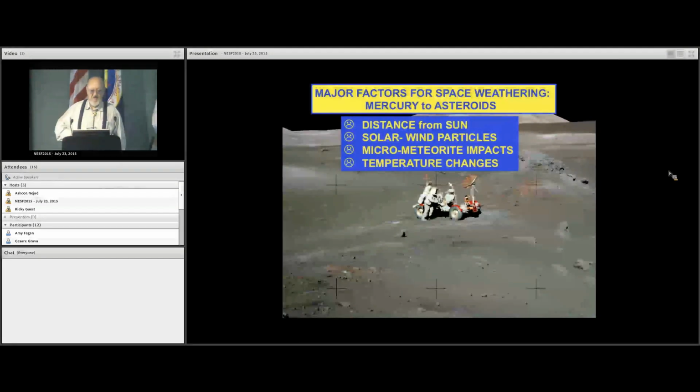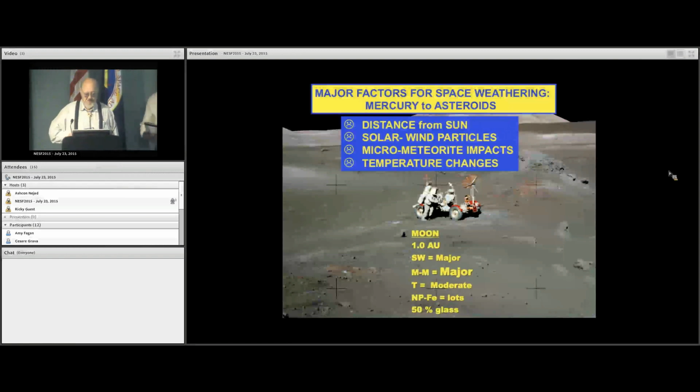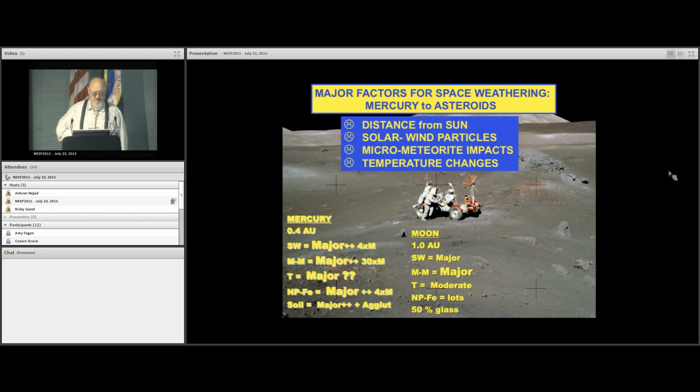So today I've talked about all this space weathering, all the different processes. I pointed out the moon and the major things we have at the moon, micrometeorites being the big thing. We looked at Mercury. Mercury has major solar wind. Now, why? Well, it's right close to the sun, but it's got a magnetic field only 1/100th that of Earth. So the solar wind is actually driving the magnetic field into the ground. So we have major solar wind, 4 times more effective on Mercury. Micrometeorites, major, maybe up to 30 times more effective.